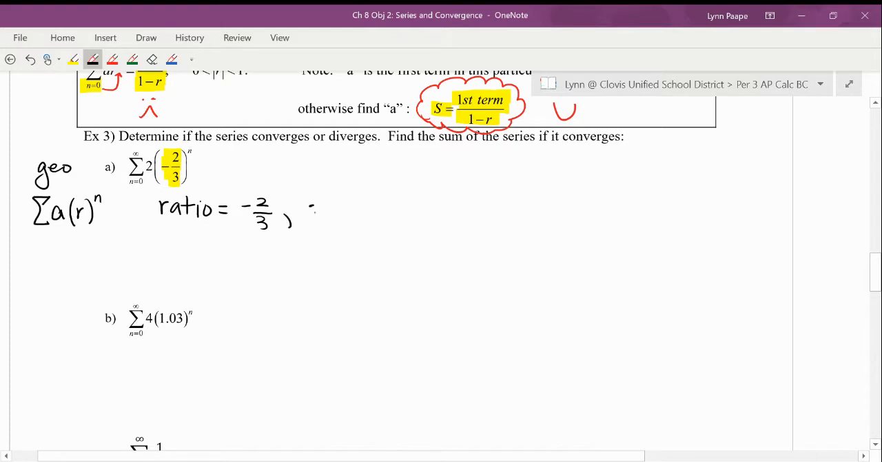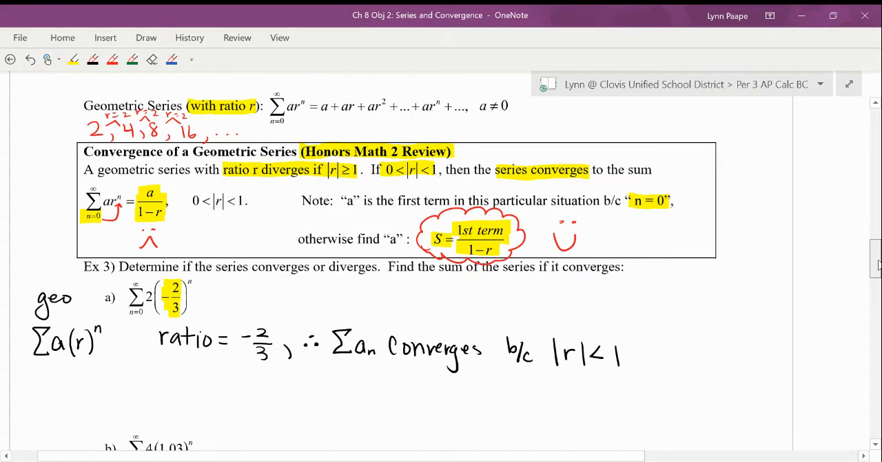That conclusion would be that my infinite series, so that was the notation for that, converges, because I have to justify. Why do I know it converges? Because the absolute value of the ratio is less than 1. The ratio has to be less than 1 in order for the series to converge. That's what it says right up here, that the ratio has to be somewhere between 0 and 1 in order for the series to converge. And so the absolute value of that is 2/3, and therefore it will converge.